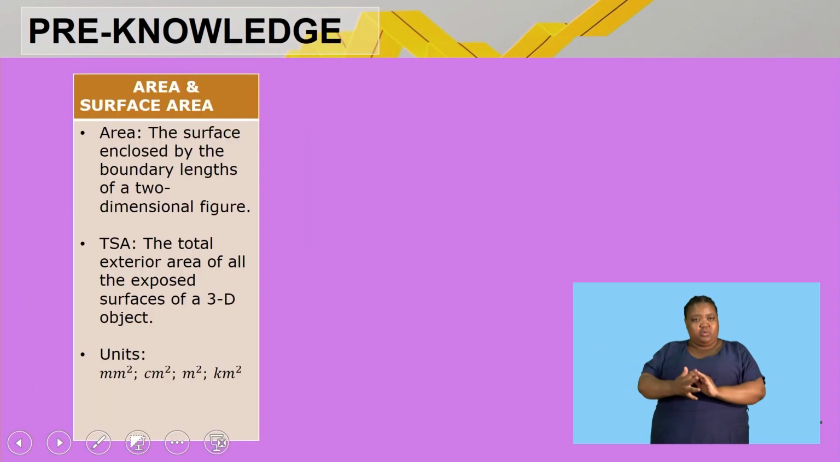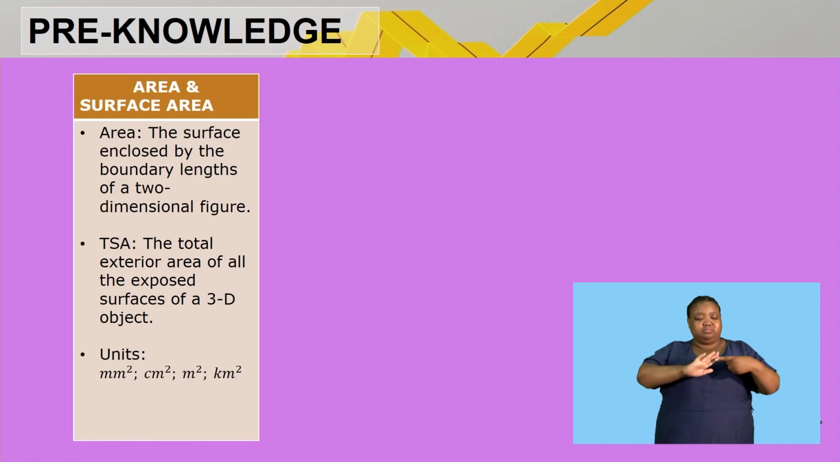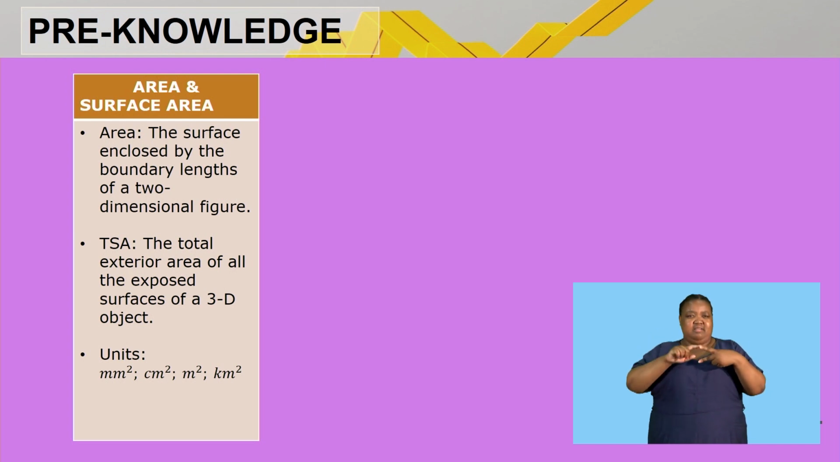So let's get straight away to our terminology. Area and surface area: area is the surface enclosed by the boundary lengths of a two-dimensional object or figure. Total surface area is the total exterior area of all the exposed surfaces of a three-dimensional object. And the units we use here are square millimeters, square centimeters, square meters, square kilometers.